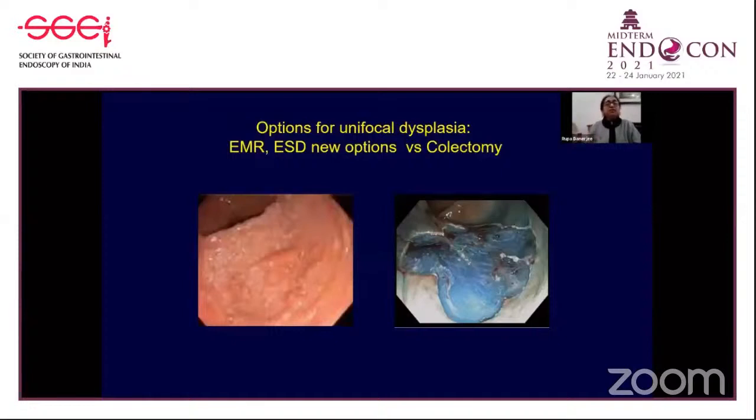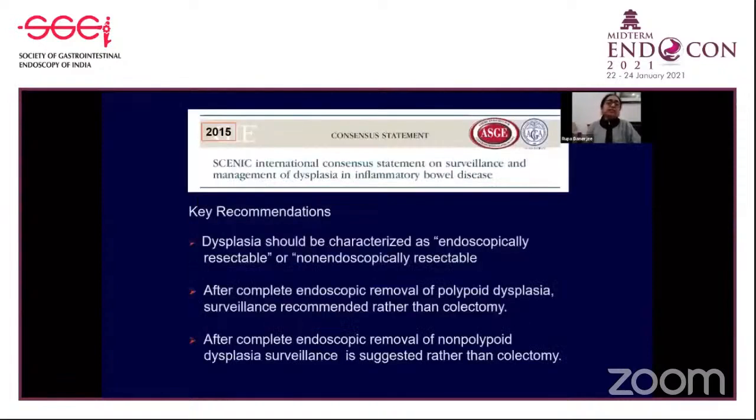Technologies like endoscopic mucosal resection and ESD are the new options which can be used particularly for unifocal dysplasia. So you can see the SCENIC international consensus statement.